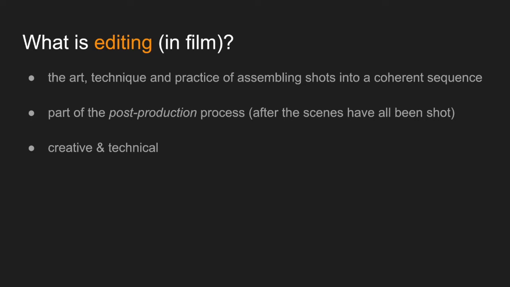So a simple definition of film editing would be the art, technique, and practice of assembling shots into a coherent sequence. Editing is part of what's called the post-production process. So the film goes through three basic stages. There's pre-production, which is writing the script, assembling the cast, you have auditions and things like that. The cast comes together and they do read-throughs, they learn their lines, etc., etc.